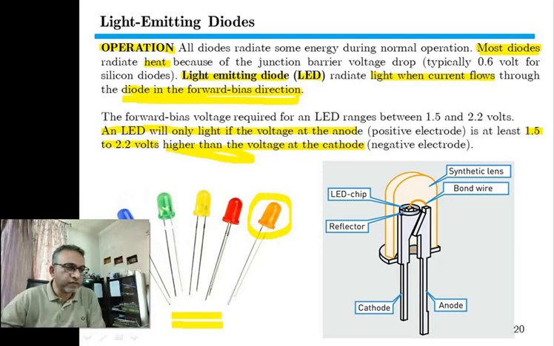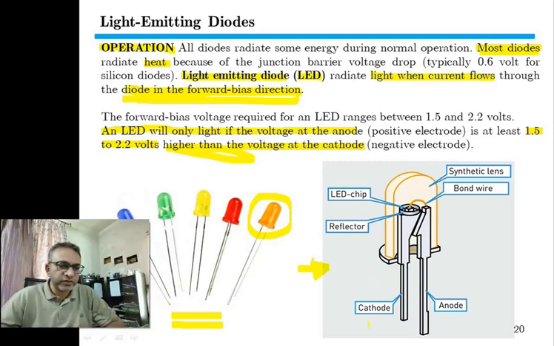Each LED will have a casing, and inside this casing we will have the semiconductor materials plus a reflector. So in the next diagram, we can see the construction of one LED. First of all, let us start with the terminals. This is the cathode terminal and the anode terminal.